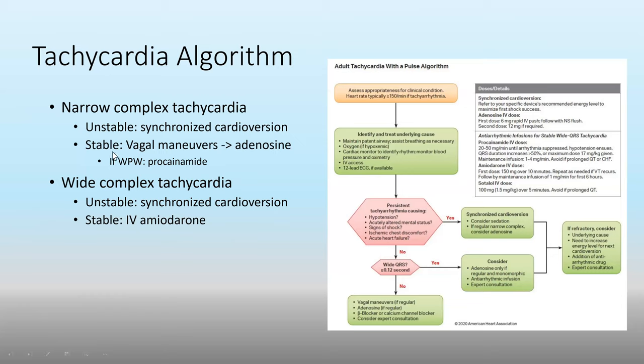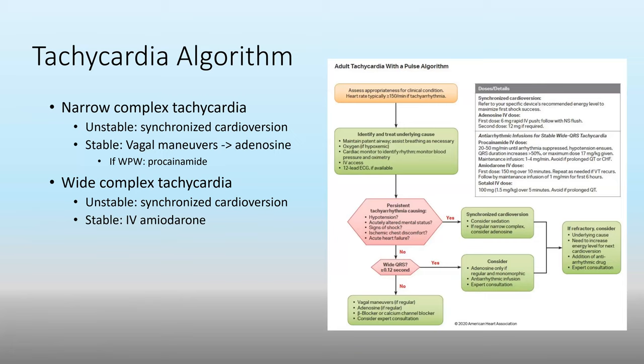Then if they're stable, you know that we don't need to do something right this second. So we can try and work through some things before we try cardioversion. You can do vagal maneuvers, dunk their head in water, have them Valsalva, things to block this. Narrow complex tachycardias are usually occurring in the atria, and usually you can stop them with vagal maneuvers, which will increase the vagal tone and shut down that arrhythmia. If that doesn't work, you then progress to adenosine, which, as you know, has a rapid onset of action, and it rapidly distributes and then it's gone. So you just shut down the aberrant rhythm and then it's gone.